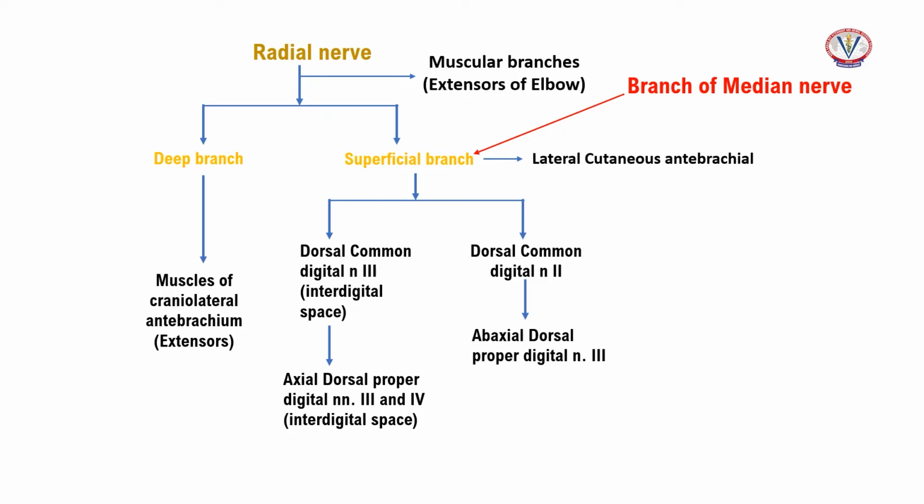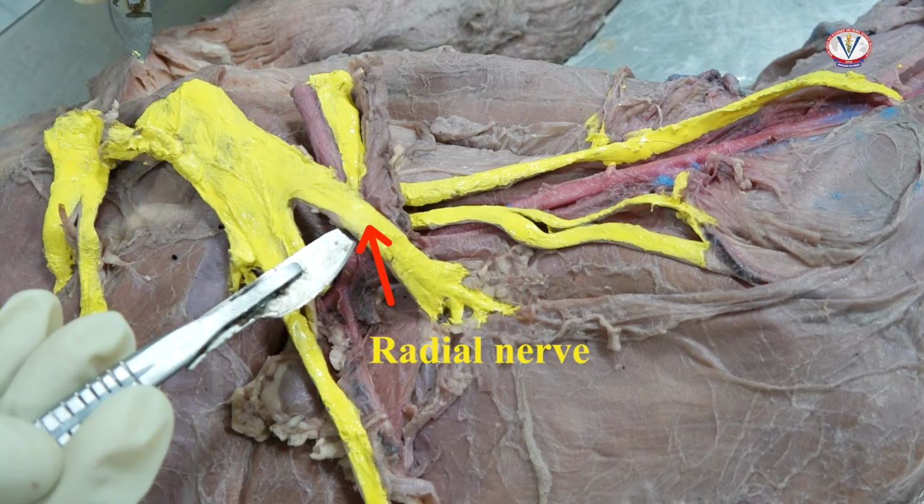The deep branch passes between the brachialis and extensor carpi radialis and innervates all the extensor muscles of the forearm, including ulnaris lateralis. The superficial trunk joins the branch of median nerve above the carpus, reaches the middle of the metacarpus, and finally divides to form anterior common digital nerve and anterior medial abaxial digital nerve.